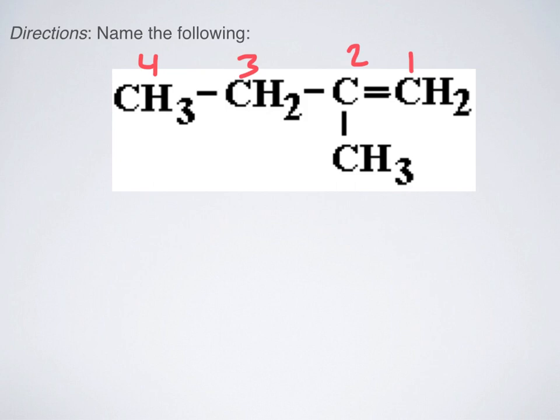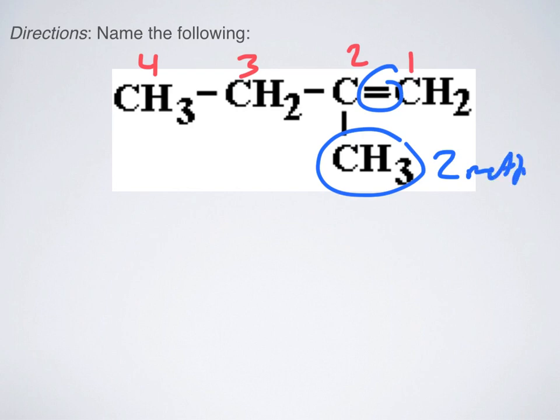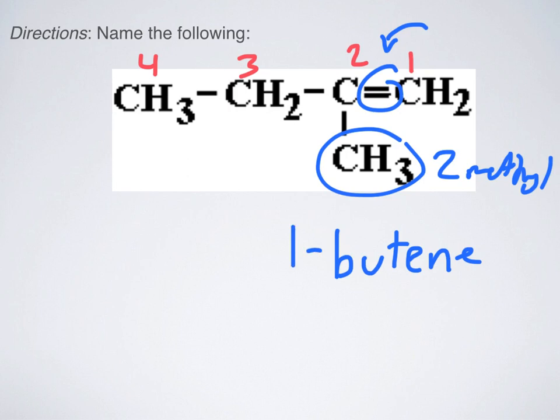So again, I have a methyl group, I have a double bond. My methyl group is at carbon 2. My double bond is right here. So again, I have butene as my base. The double bond occurs at carbon 1, and at carbon 2 I have a methyl group. So I have 2-methyl-1-butene.